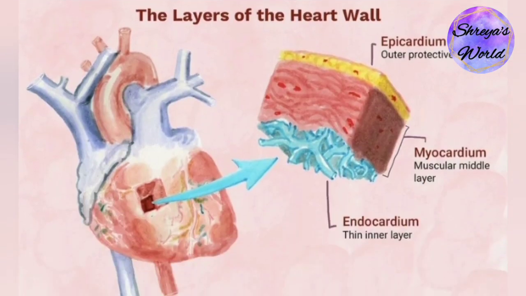The heart wall is made up of 3 layers, namely epicardium. It is the outermost layer of the heart. It is composed of a thin serous membrane that serves to lubricate and protect the outer section.